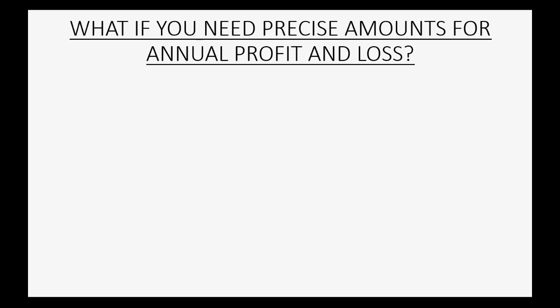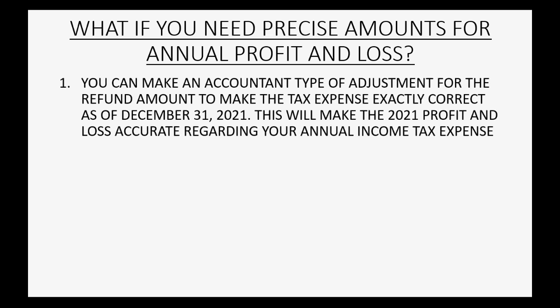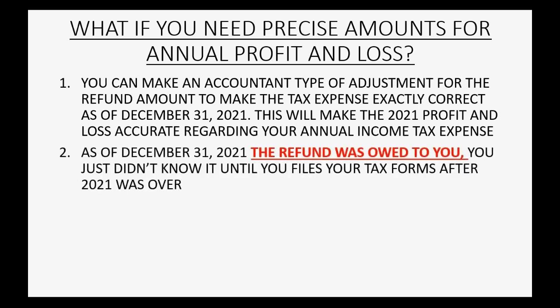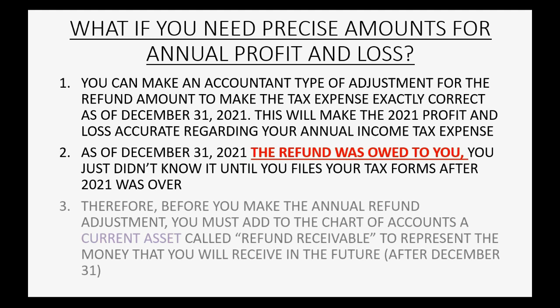So, what if you need precise amounts for your annual profit and loss? You will have to make an accountant type of adjustment for the refund to make the tax expense exactly correct as of December 31, 2021. This will make your 2021 profit and loss accurate regarding your annual income tax expense. As of December 31, 2021, that refund was owed to you. You just didn't know it until you filed your tax forms after 2021 was over.